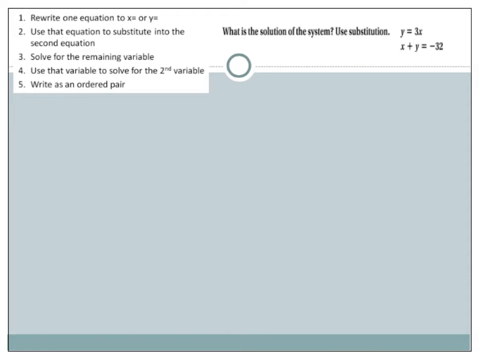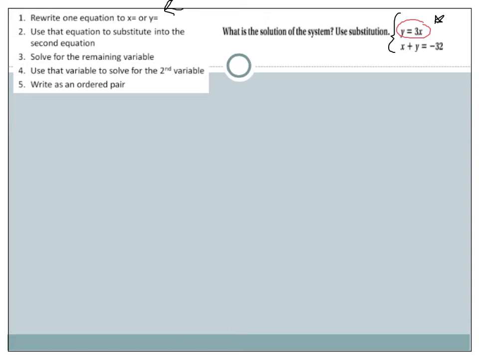So I'm going to solve this by substitution. First thing I want to do is rewrite one of my 2 equations so it says x equals or y equals. When I look at my system here, this first equation already has y equals, so I'm already done with my step 1. Now I'm going to use this equation that already has y equals, and substitute that into my second equation.